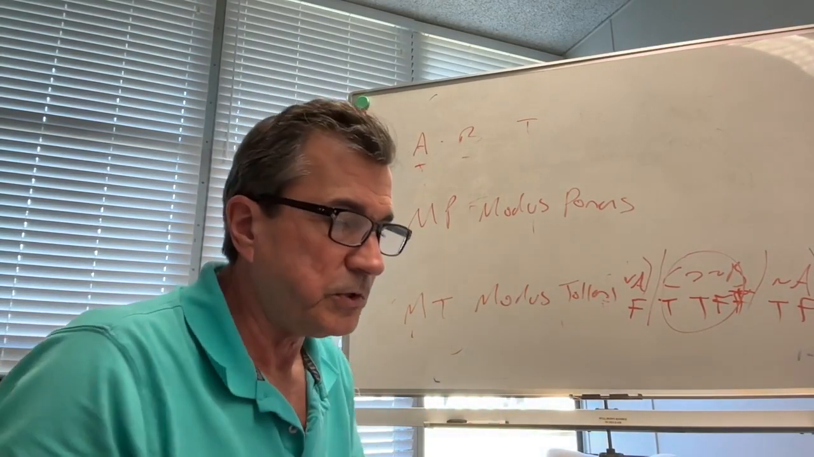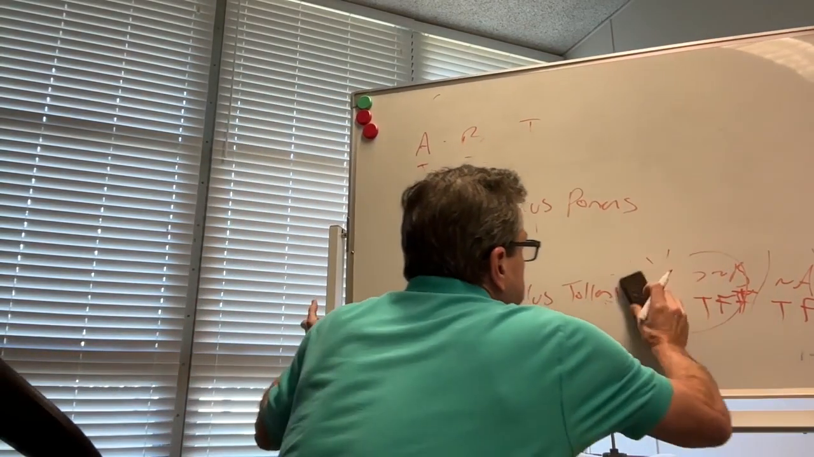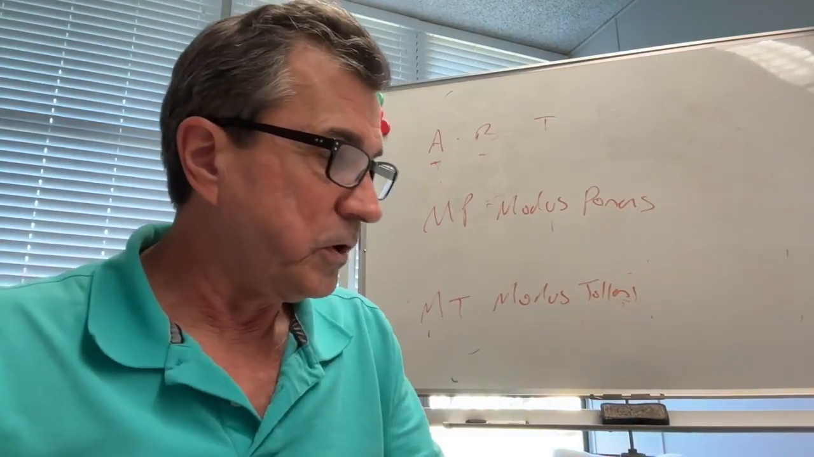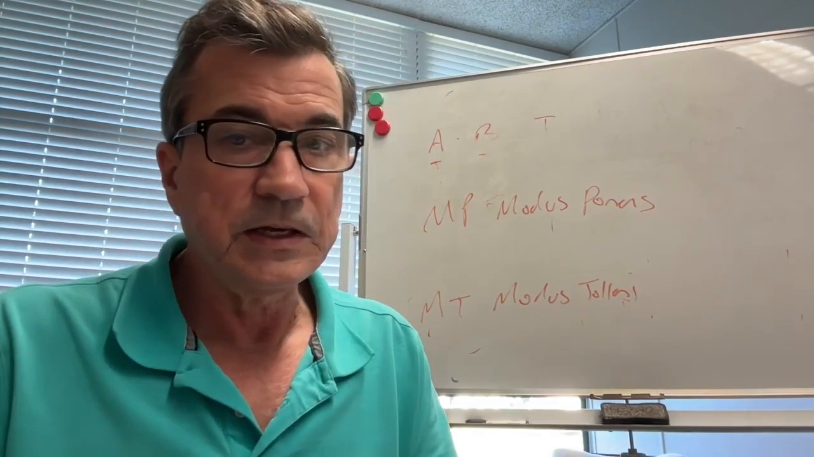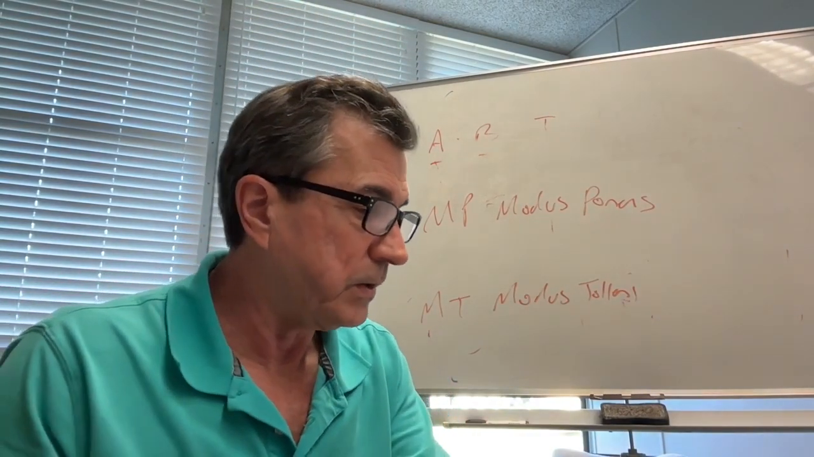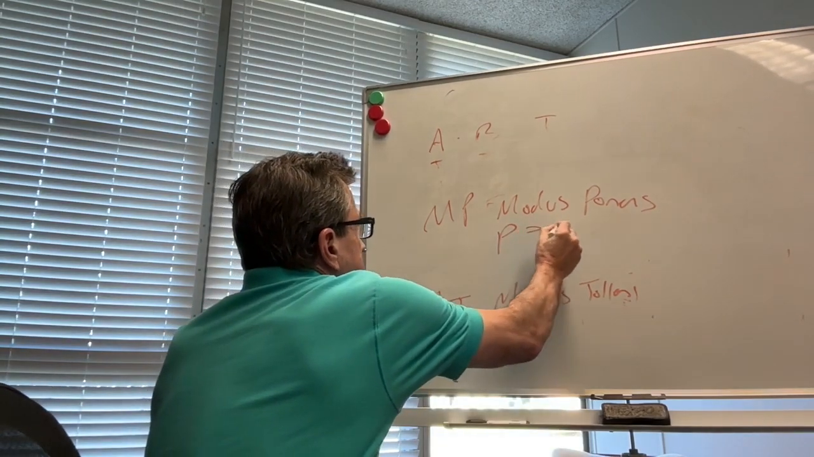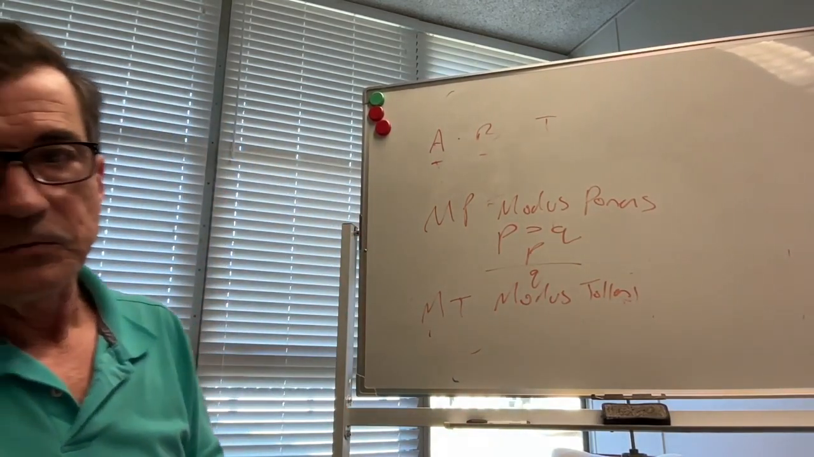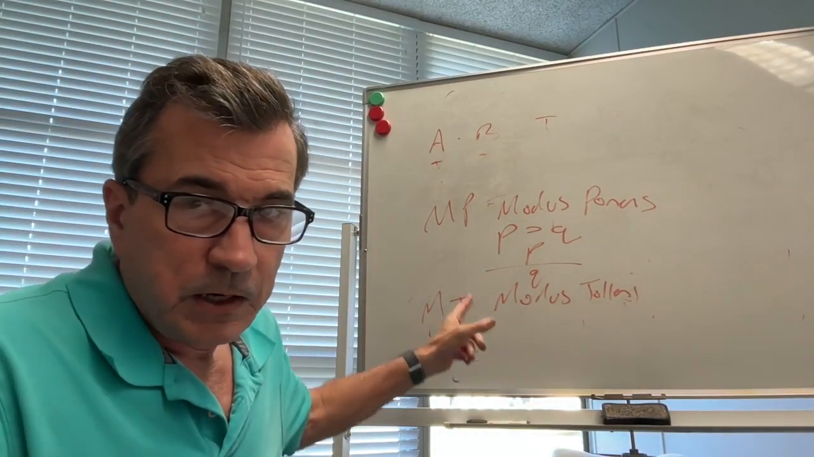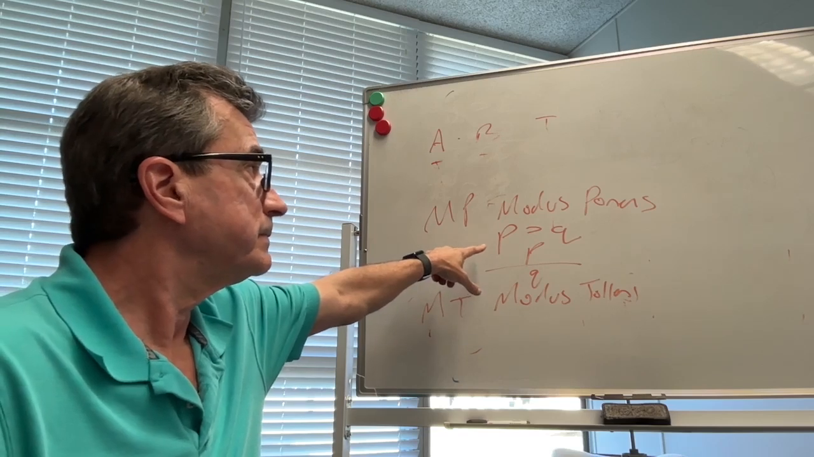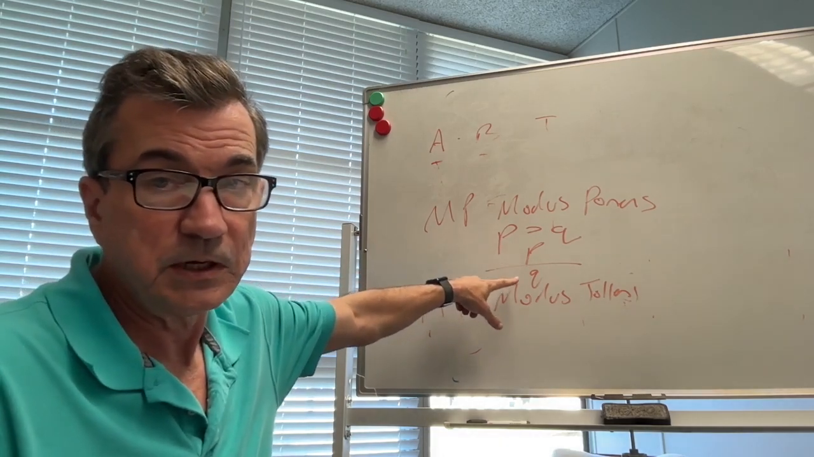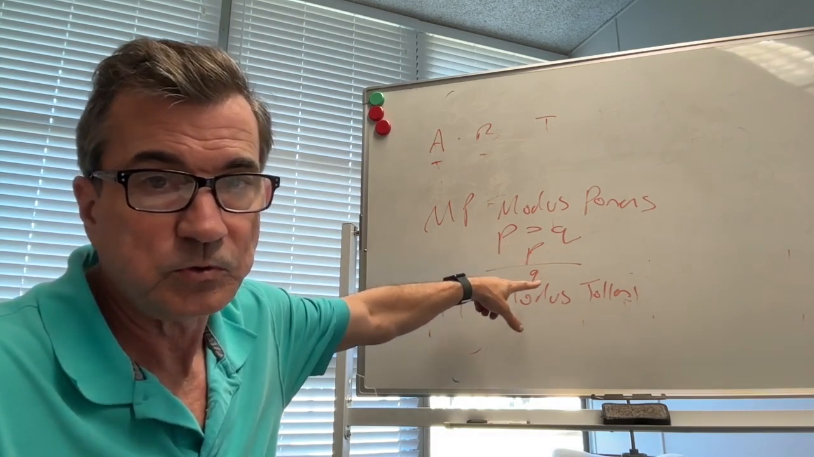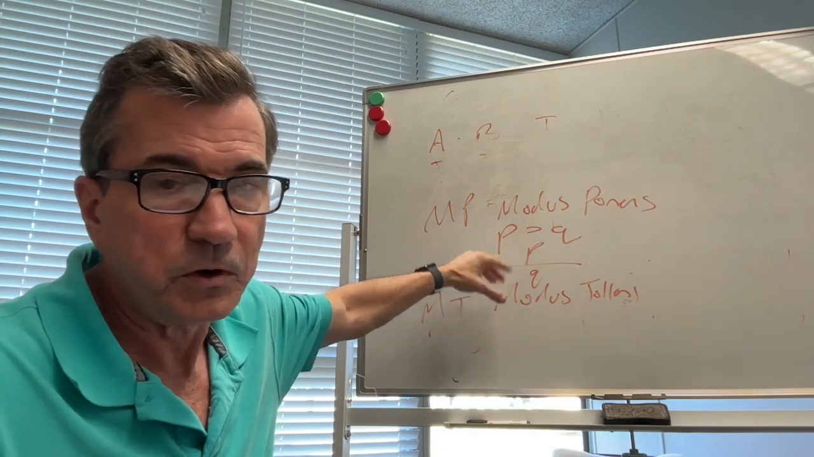So modus ponens and modus tollens are the most common logical forms. The way our textbook has it, modus ponens is P implies Q, P, therefore Q. If you were to do a truth table analysis of P implies Q, P, and Q, you wouldn't be able to make the premises true and the conclusion false. So it is a valid form.